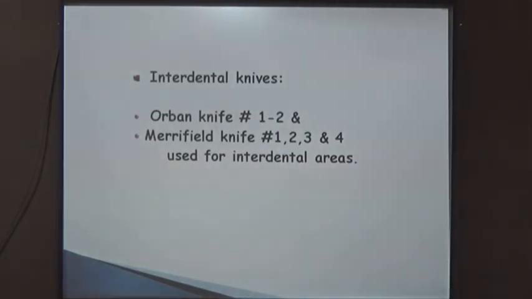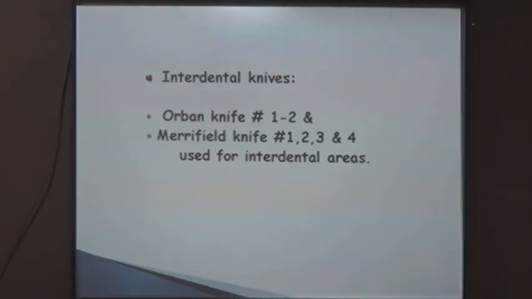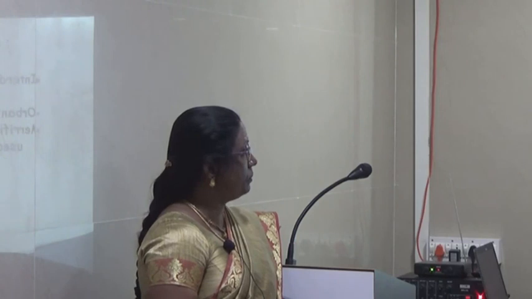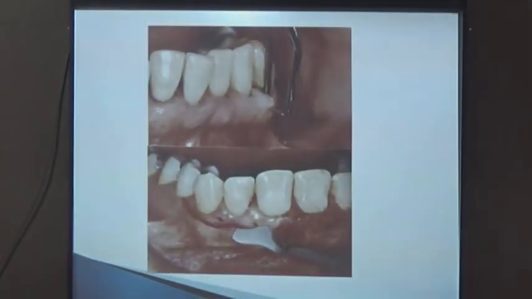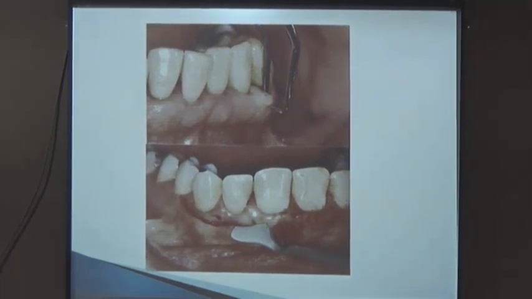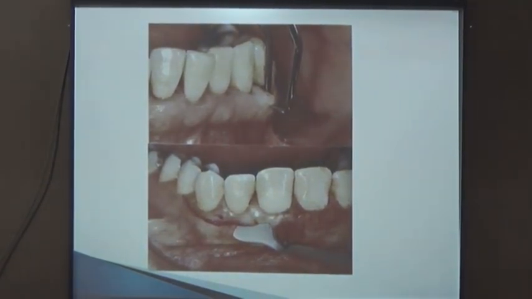And interdental knives: Orban knife, Merrifield knife. So usually you people know only about Orban's knife. Please remember there is one more knife which can be used as an interdental knife, that is Merrifield knife 1, 2, 3, 4. These are the gingivectomy knives. Crane Kaplan pocket marker. See what they are doing with the Crane Kaplan pocket marker. They are just marking the pocket level, the depth of the pocket.